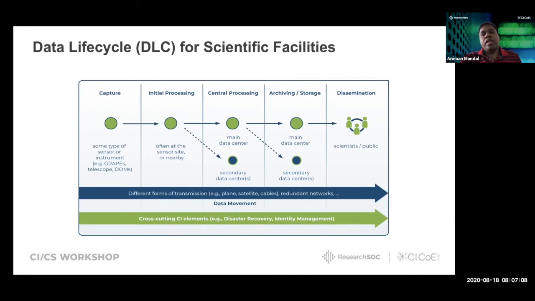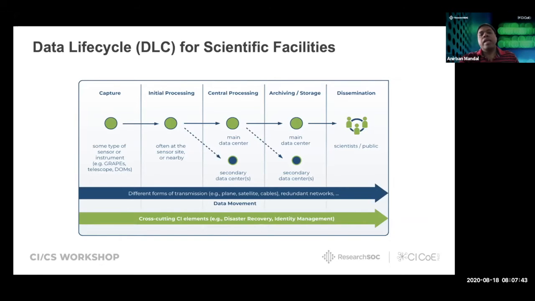And then you might have some kind of initial processing of the data that happens really close to where the data is generated or where the data is measured. That step we call the initial processing step. It's often at a sensor site or very near where the data collection really happens, right? You could do some initial filtering of the data, you could generate some alerts, you could do a variety of processing, but not very heavyweight, because you might not have the entire compute capacity very close to where the data is captured.